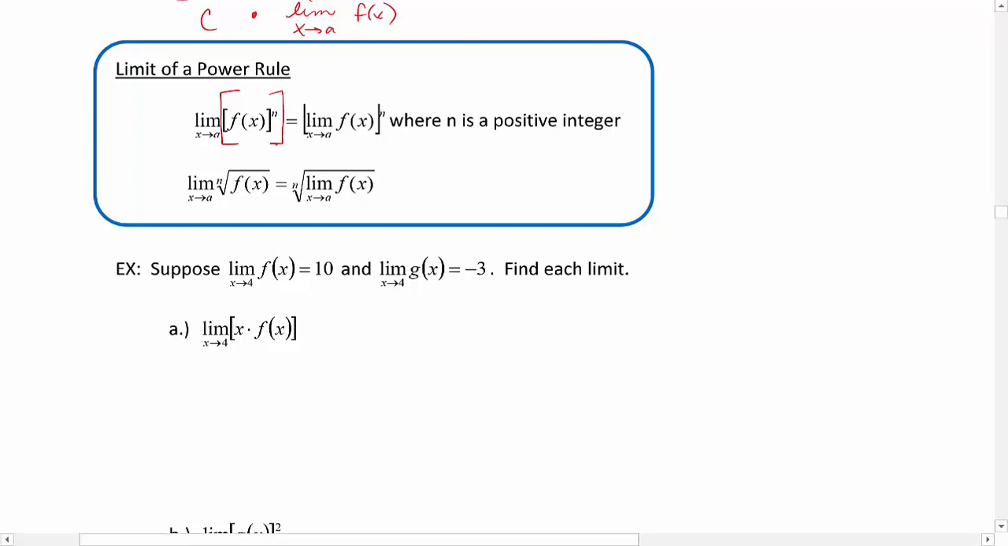Because all radicals can be rewritten as rational exponents, this extends to radicals. The limit as x approaches a of the nth root of f of x is equal to the nth root of the limit as x approaches a of f of x. So we can just find the limit of the function and then take the nth root of that.